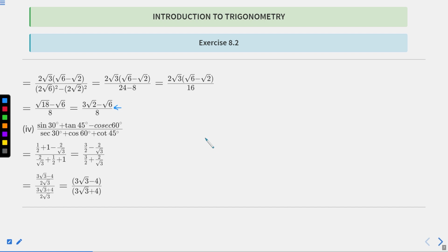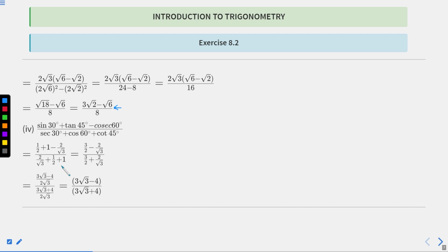Okay, so now if we put all the values of sin 30°, tan 45°, cosec 60°, sec 30°, cos 60° and cot 45°, then we get this is equal to (1 by 2 plus 1 minus 2 by root 3) divided by (2 by root 3 plus 1 by 2 plus 1).